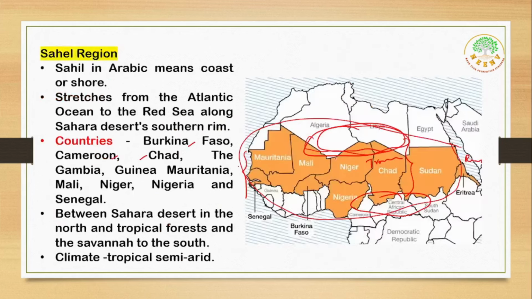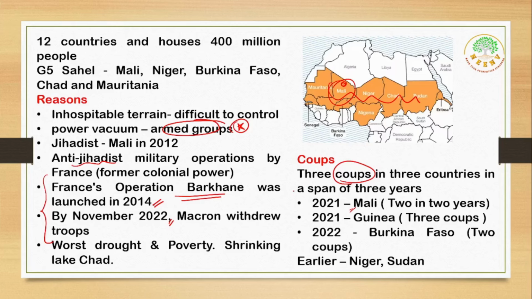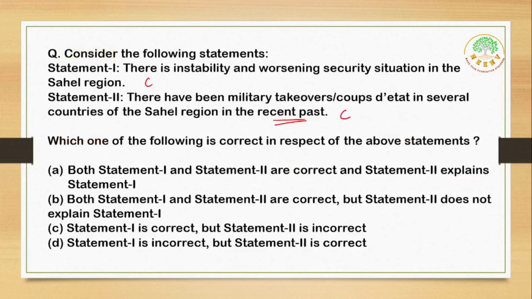Now let's go back to the question. Statement 1 says there is instability and worsening security situation in the Sahel region. Yes, this is correct. There have been military takeovers or coups in several countries of the Sahel region in the recent past. We just discussed how coups have been happening in the last 2-3 years. So this statement is also correct, and statement 2 is the correct reason for statement 1. So the option is A. Both statements 1 and 2 are correct, and statement 2 explains statement 1 correctly.